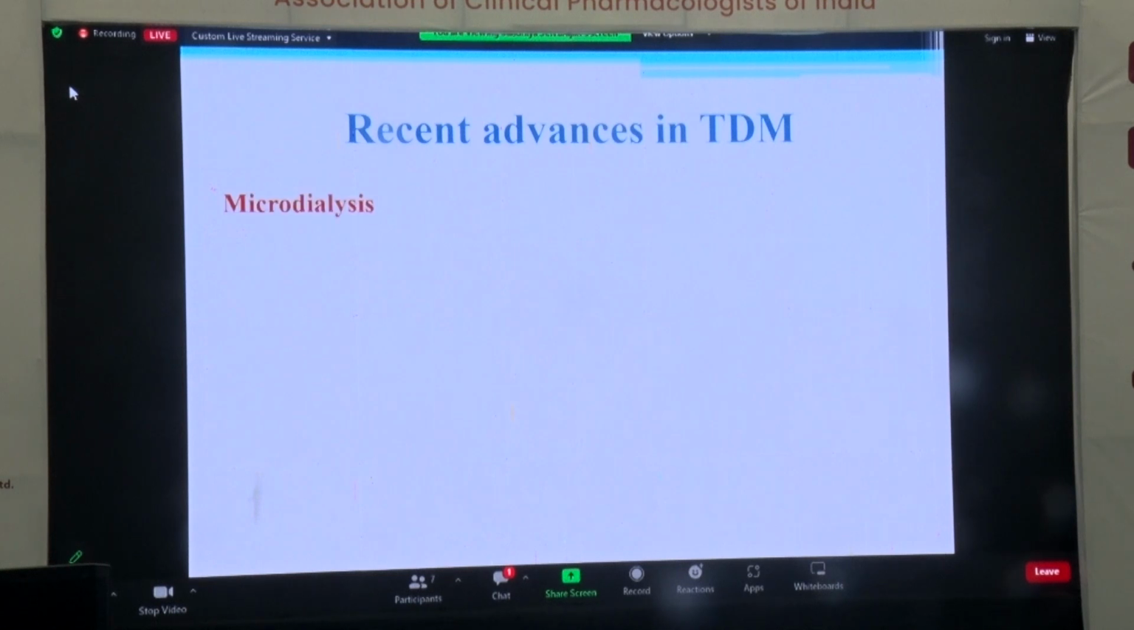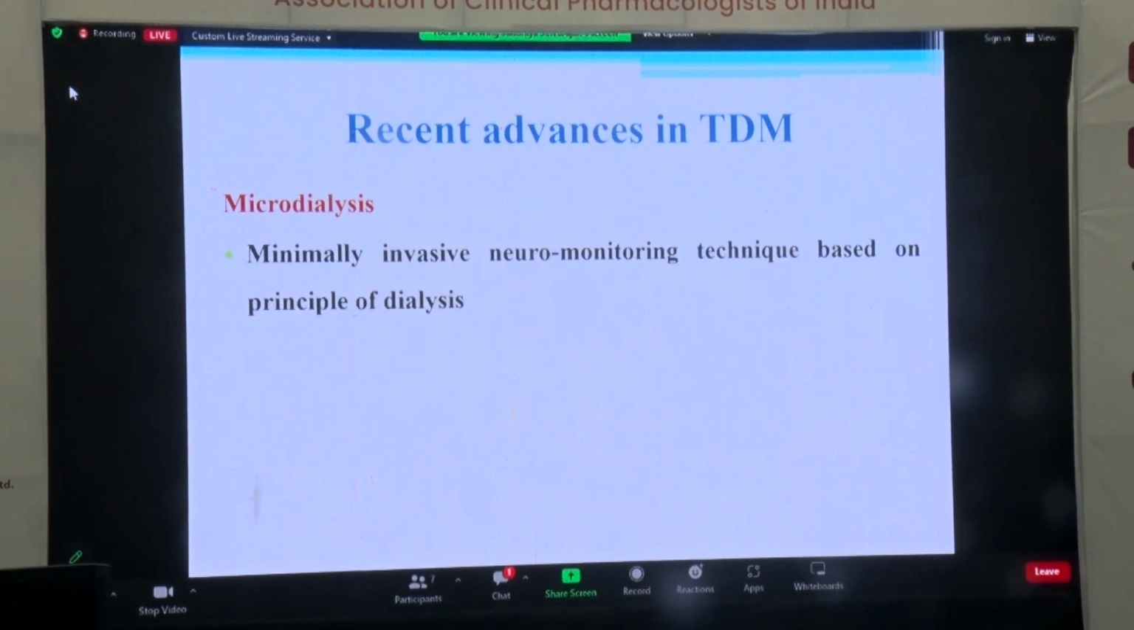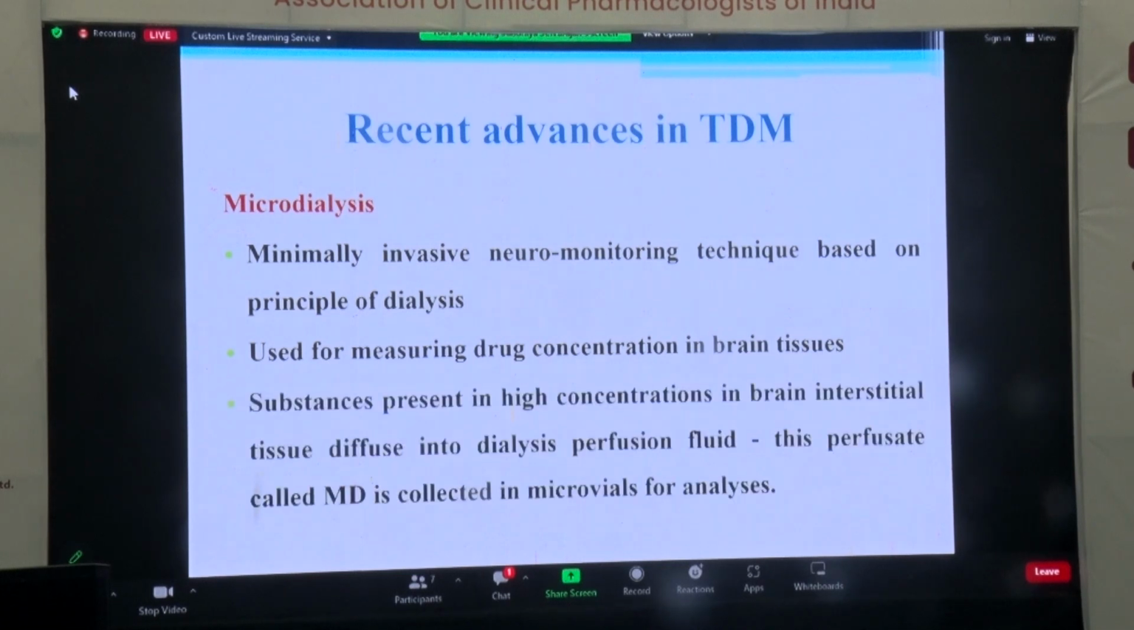What are all the recent advances? How do we assess the plasma concentration of the drug, especially phenytoin? There is an interesting concept from your PhD thesis called microdialysis. In microdialysis, they use the principle of dialysis for measuring drug concentration from brain tissues. So the concept is any substance present in high concentration in the brain's interstitial tissue diffuses into the dialysis perfusion fluid, and this perfusate, known as microdialysate, can be collected to assess the concentration of phenytoin in the brain.